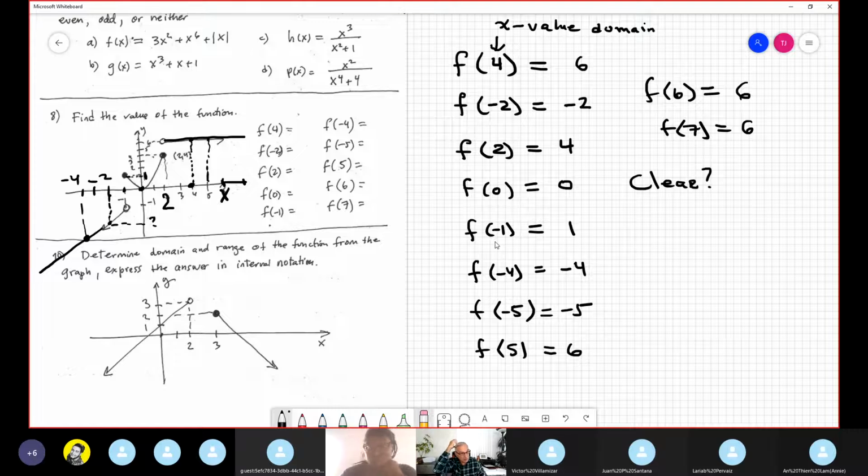Let's evaluate piecewise function, but graphically. Yes, it's clear. Okay, super.